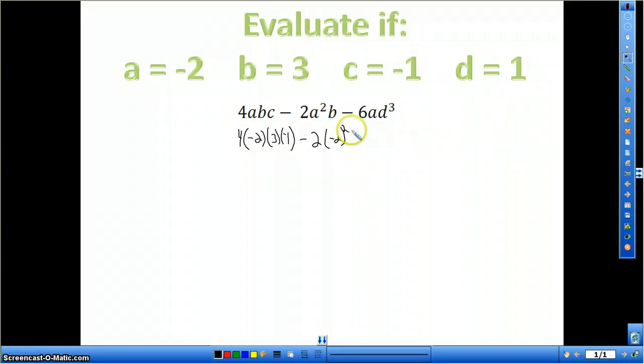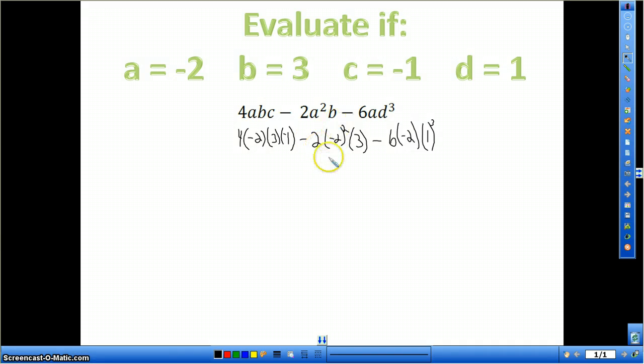Hopefully your handwriting looks better than mine. And the b is going to be changed out with the 3. And then we're subtracting, we're doing the 6, and then the a once again becomes -2, and d is going to be cubed. So work that magic. Think about what you're going to get here. Go ahead and plug these into the calculator if you'd like, but keep in mind, if you're doing this without a calculator, you want to take the time to show the steps here.